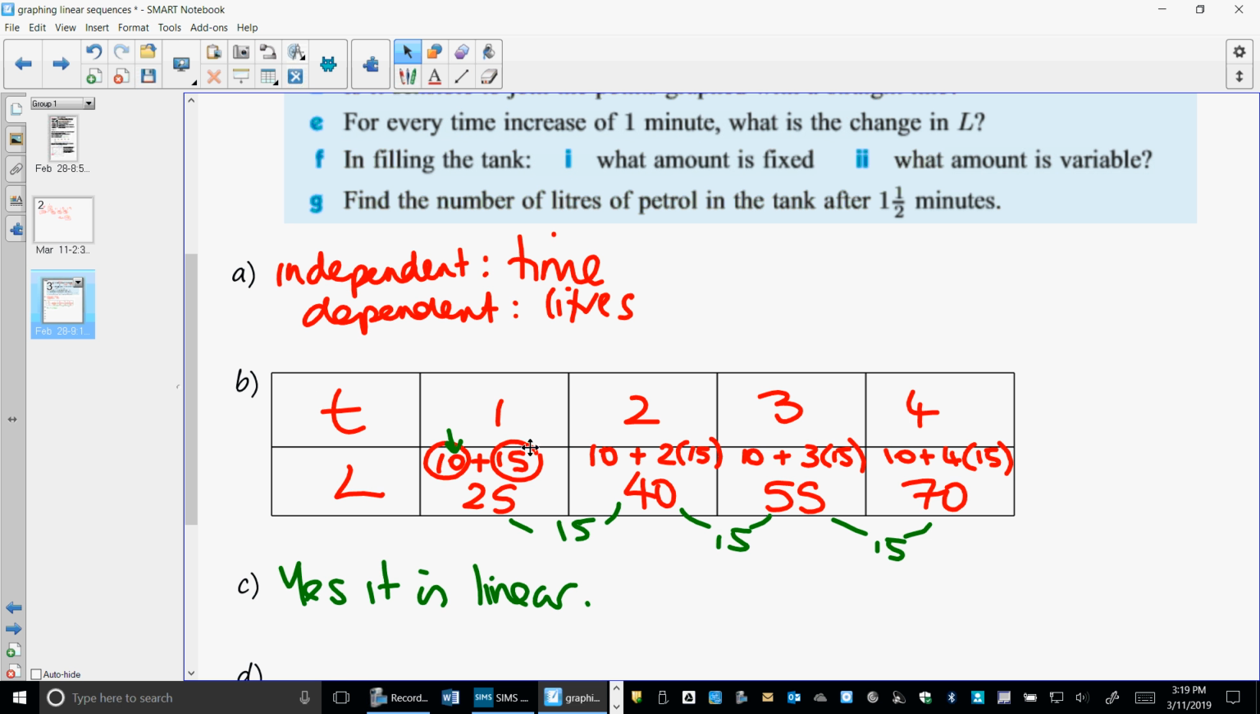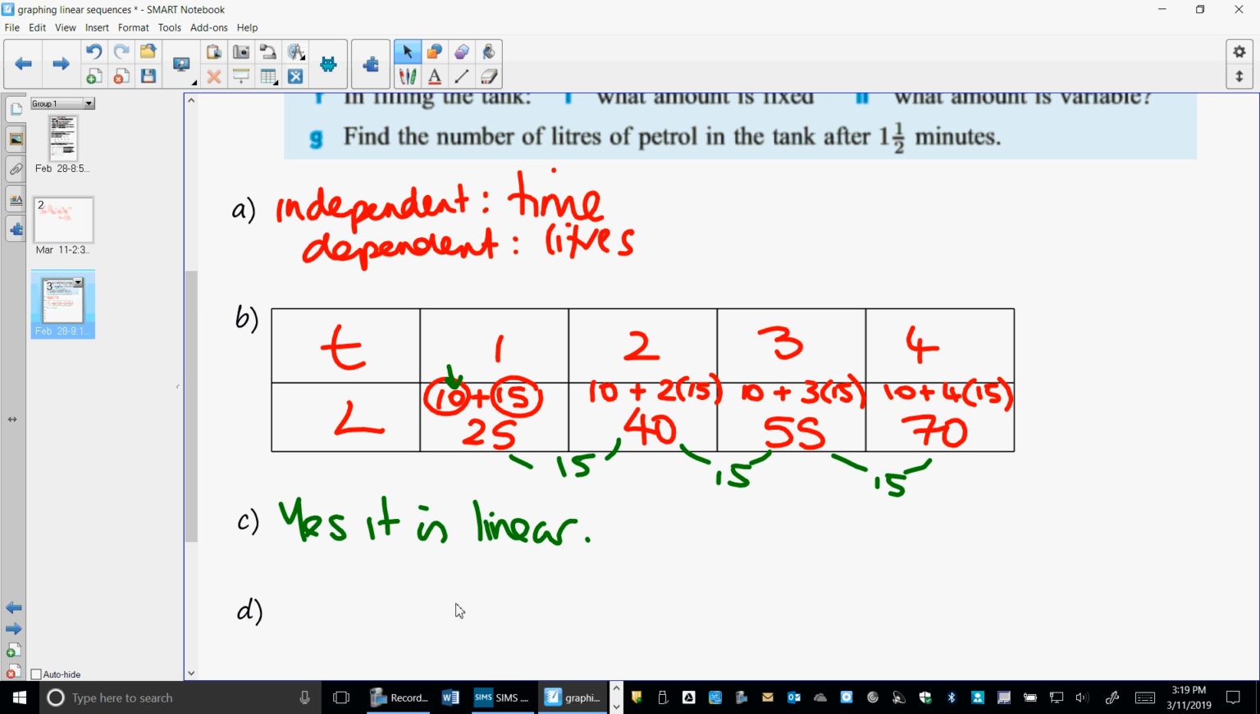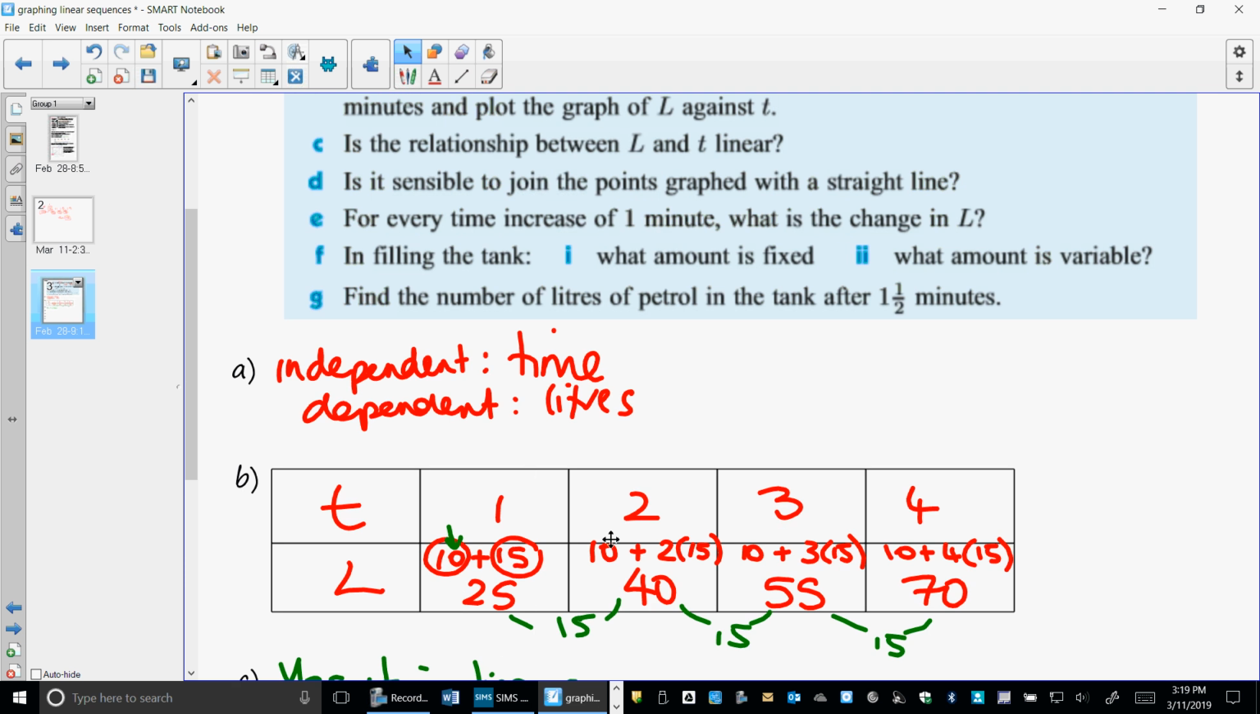So what amount is fixed? That would be 10 litres. So we're going to write 10 litres. And you may want to put in brackets that was in the tank before. It's 10 litres, and that's the petrol that was in the tank before we started filling it up.